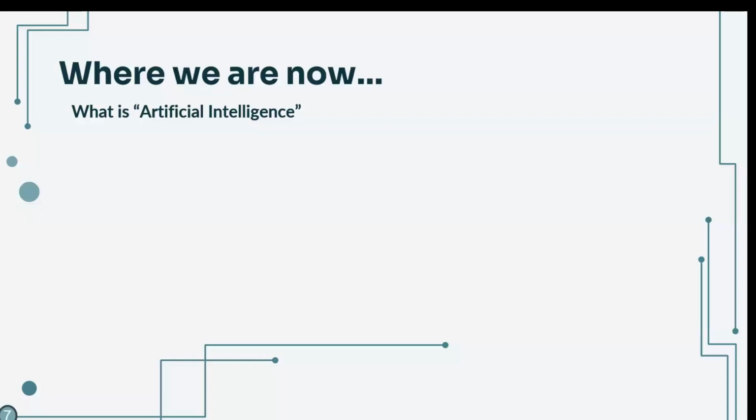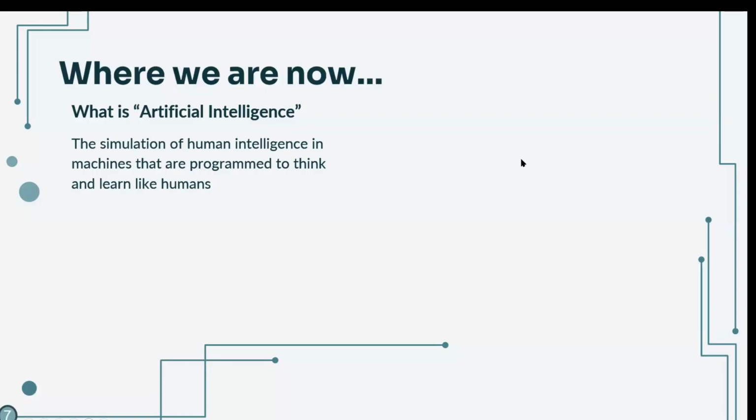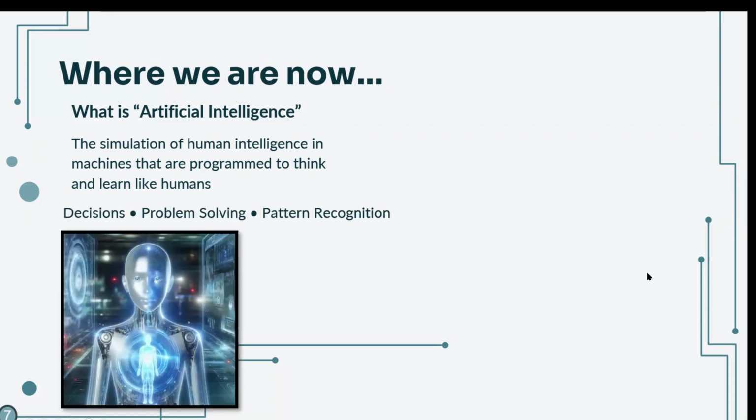So where are we now? What is artificial intelligence? Well, it can be summed up in a single sentence. AI is the simulation of human intelligence in machines that are programmed to think and act and learn like humans. That's it. So when somebody asks you, hey, do you know what AI is? You can tell them, this is it. This is what AI is and what AI does.